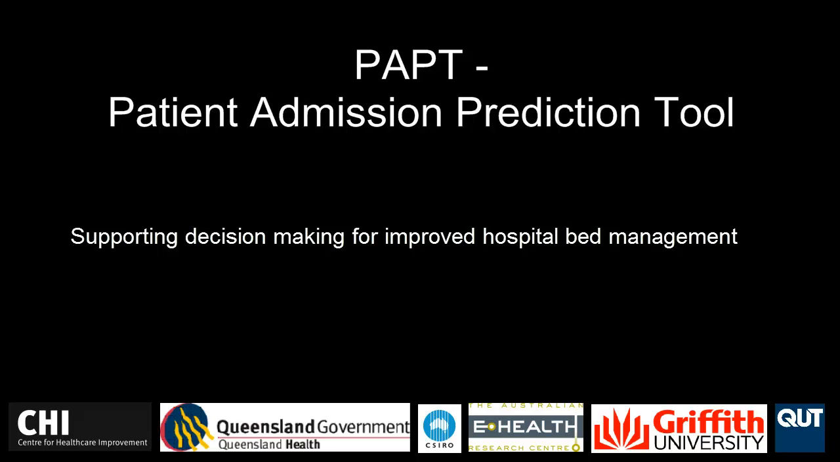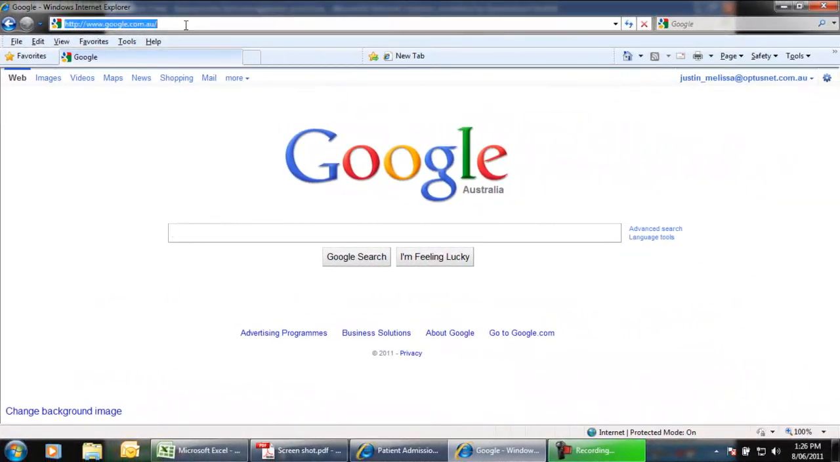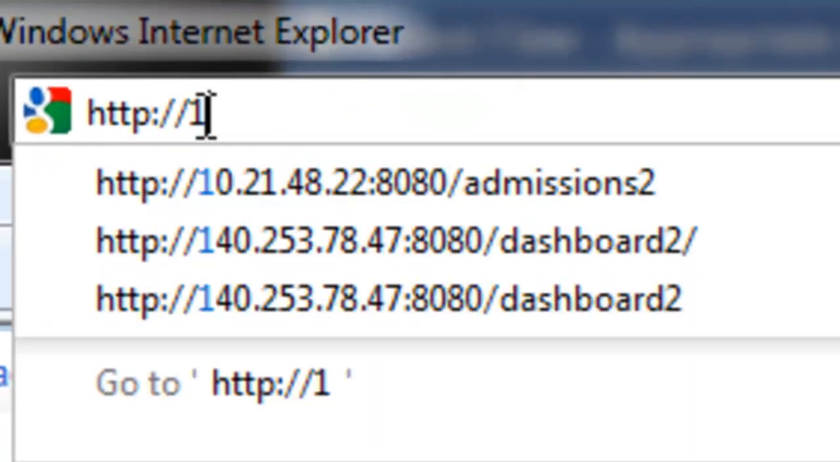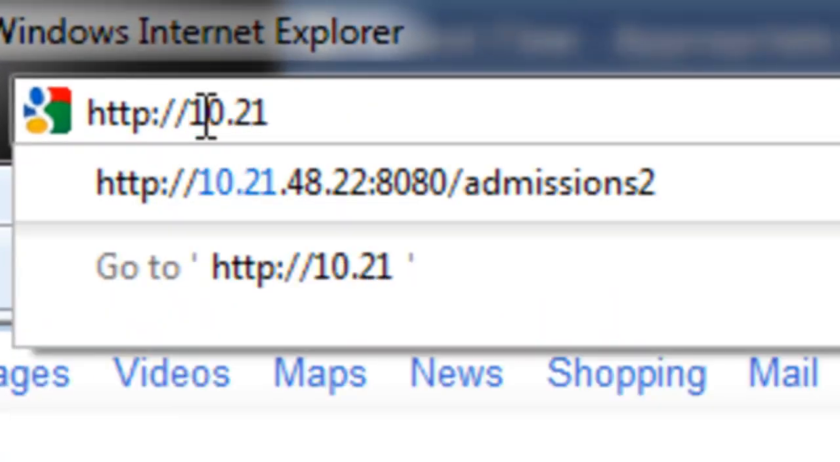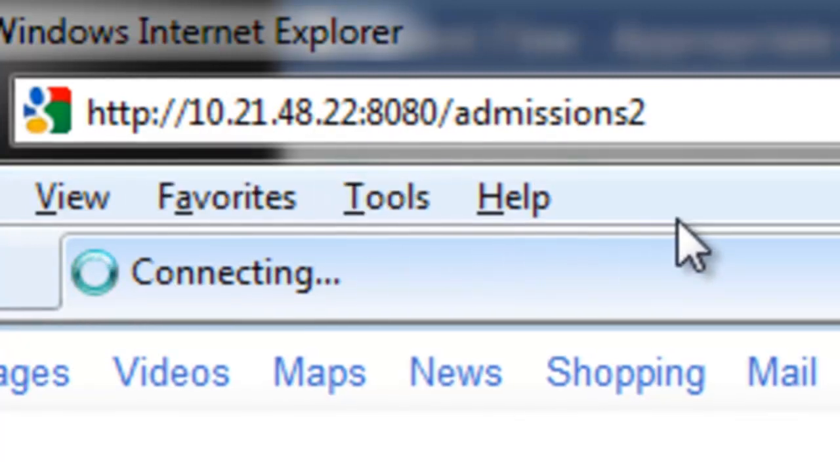I'm going to talk about some of the features and the use of this software to support decision making for bed management. So first issue is how to access. Point your browser to the current URL, which as of June 2011, is 10.21.48.22:8080.